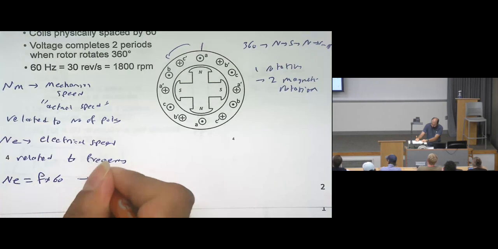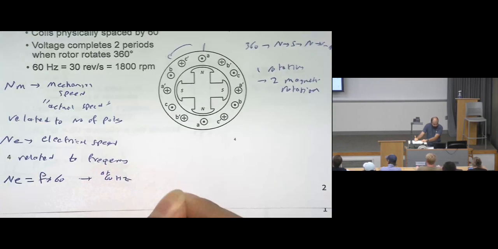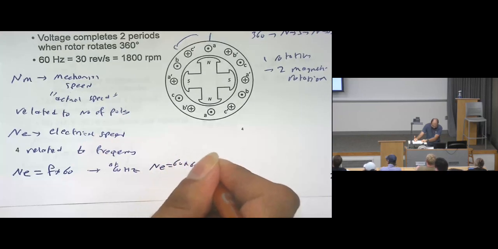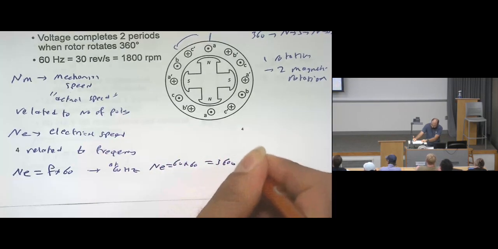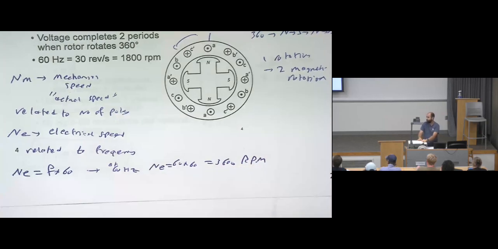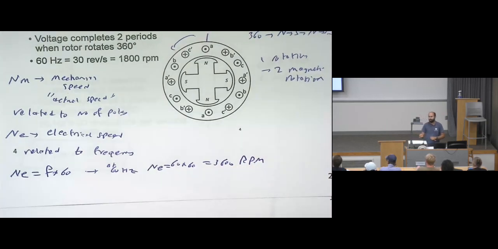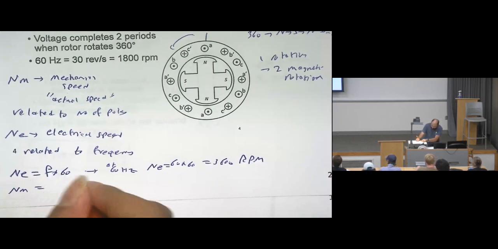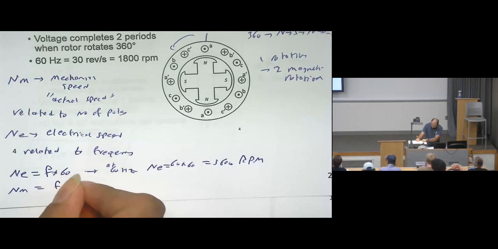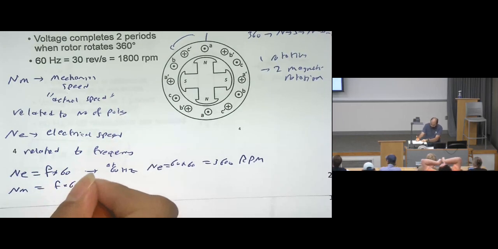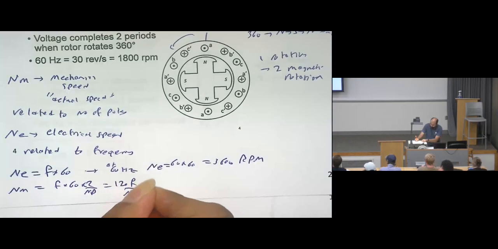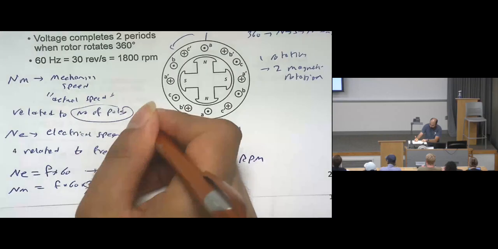So at 60 hertz, the electrical speed will be 60 times 60, 3,600 RPM. So here, the electrical speed is not affected by the number of poles; it is always constant. How about the mechanical speed? The mechanical speed is frequency times 60 times 2 over the number of poles, or in other words, 120 F divided by NP. NP here is the number of poles.